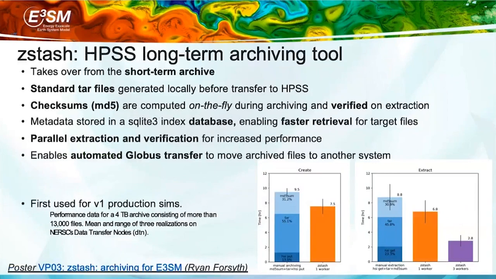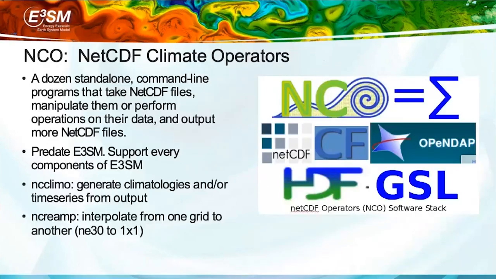Once you have your results finished and you want to archive them to tape, we have a tool called zstash, which everyone doing production simulations should use. It generates tar files of all of your output, all of the .nc files, and checksums to verify that those tar files are correct. It can also do automated Globus transfers to move the archive files to another location if you generate them on one machine. The idea is to take your simulation data and archive it to tape in a logical and queryable way. This was first used in V1 production runs, and it's been used ever since.